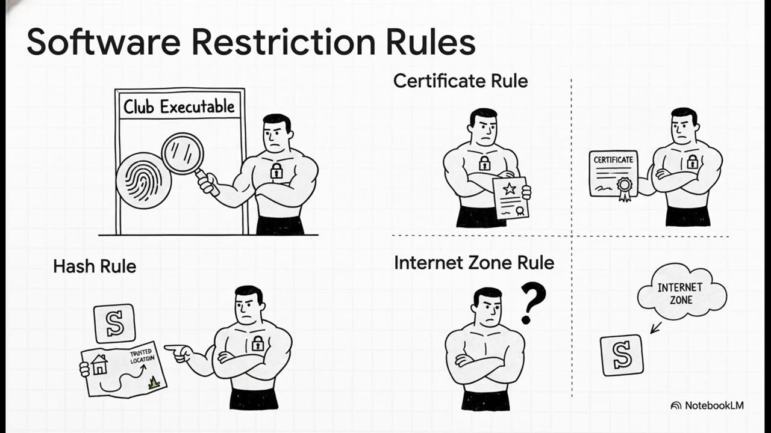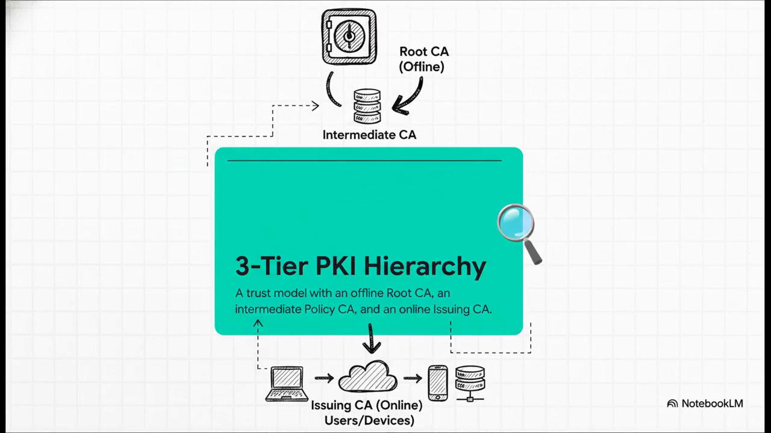Then you've got a path rule, which is a bit less secure since it only looks at the file's location. And finally, the most general is an internet zone rule, which is all about where the file was downloaded from. Now, how do we manage trust on a massive scale?